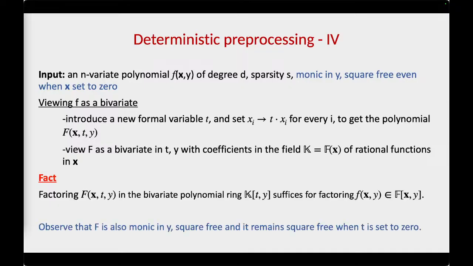So one thing to observe here is that since we ensured that little f is monic in y, capital F continues to be monic in y. This process of making xi to be t times xi does not affect that. If little f was square free, capital F continues to be square free. And if little f was square free when x was set to 0, capital F continues to be square free when t is set to 0.